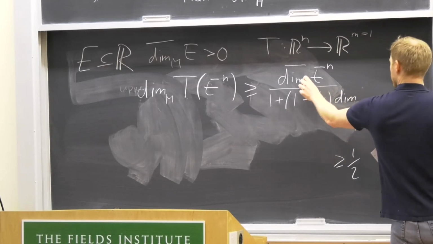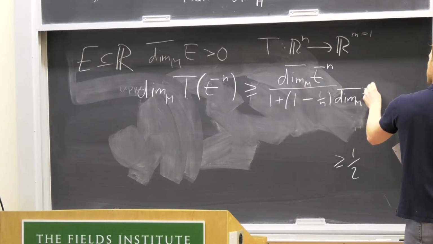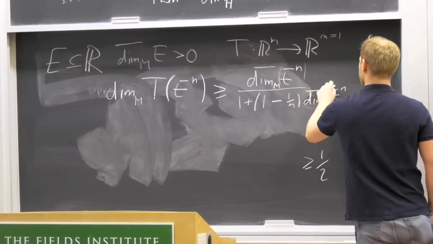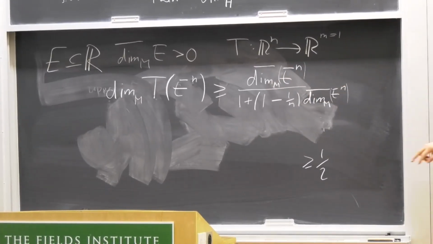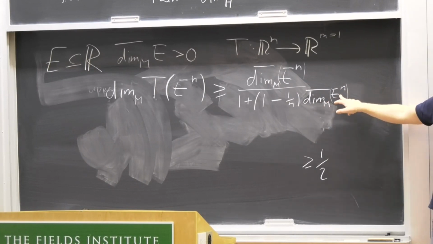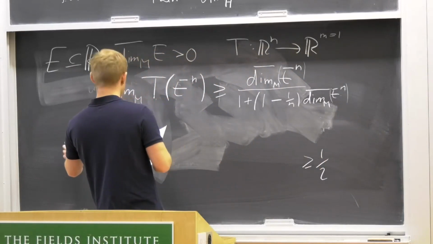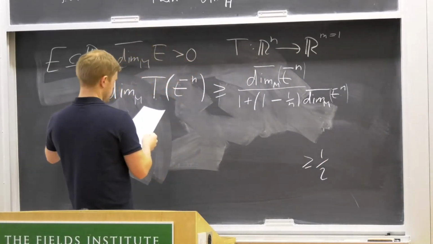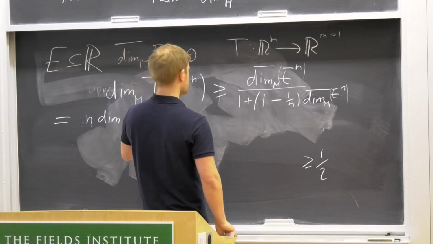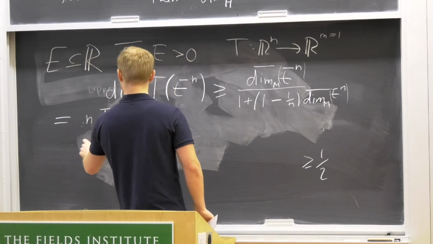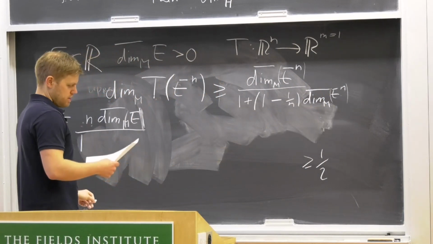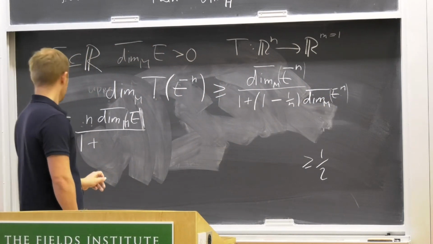dim_M of E to the N. And now for Minkowski dimension, you can convince yourself that the upper Minkowski dimension of E to the N is, because it's such a nice box counting, N times the Minkowski dimension of E. So this will be equal to N times dim_M of E, and you move the N out here, so that should be 1 plus N minus 1 if you multiply this in.